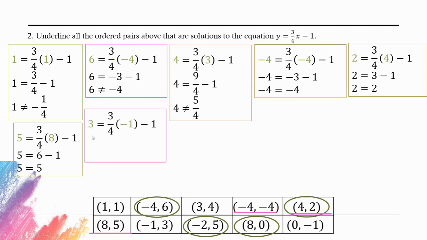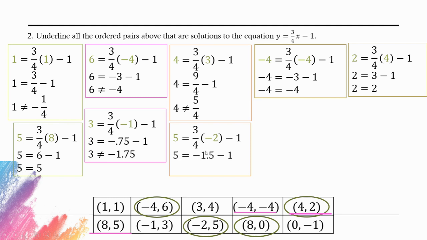Substituting -1 for x and 3 for y, we would get -3/4. And then I just used a decimal. -0.75 minus 1 gives us -1.75, which does not equal 3. So that is not a solution. Testing -2, 5. 3/4 times -2 would give us -1.5. Subtract 1 gives us -2.5. So that also did not give us a true statement.